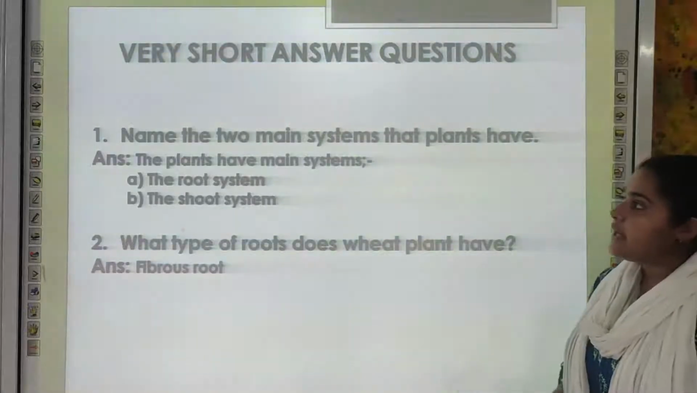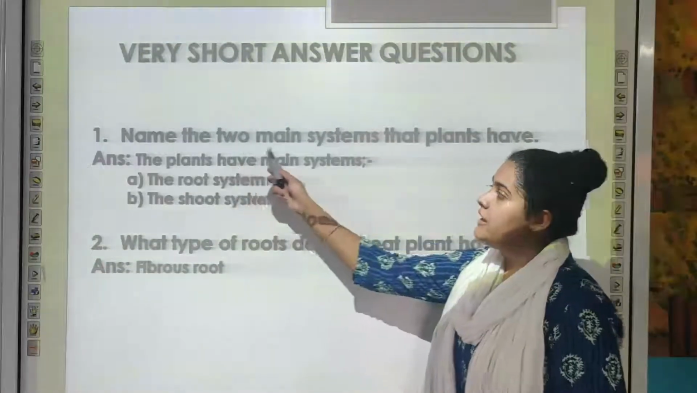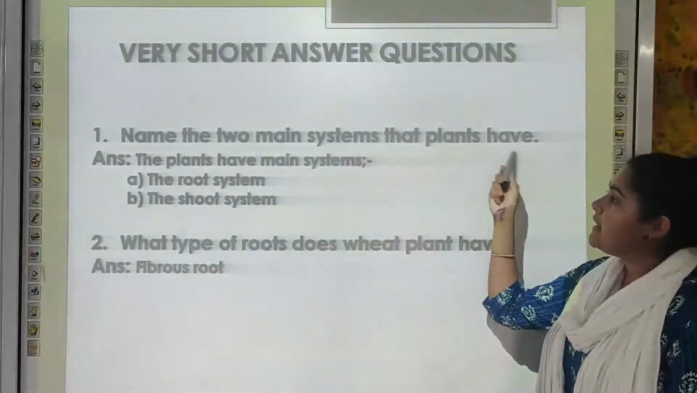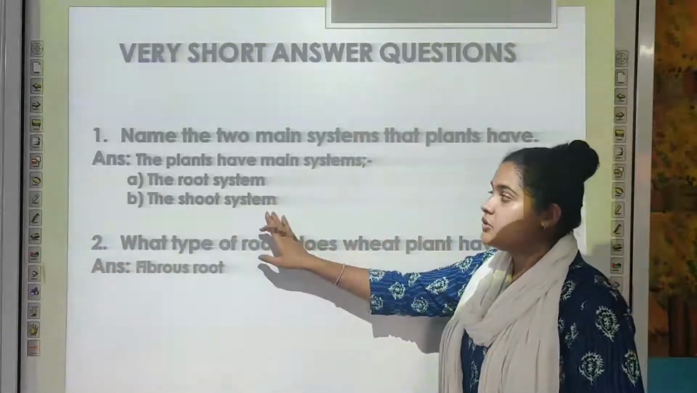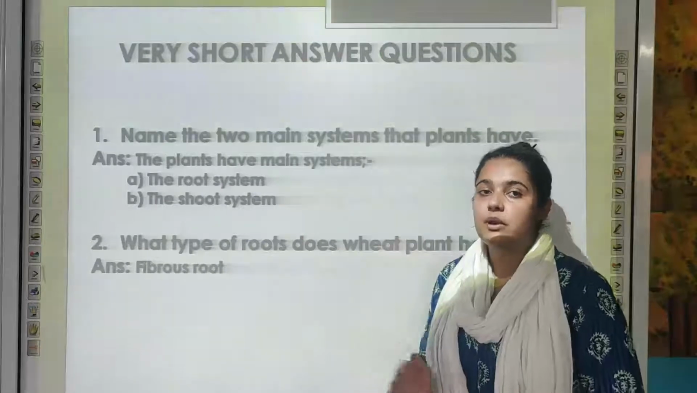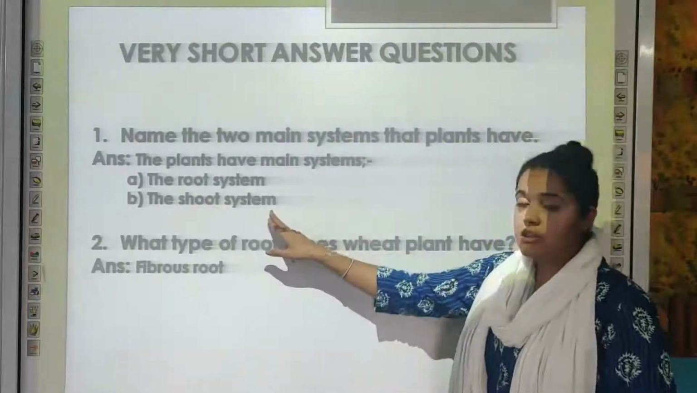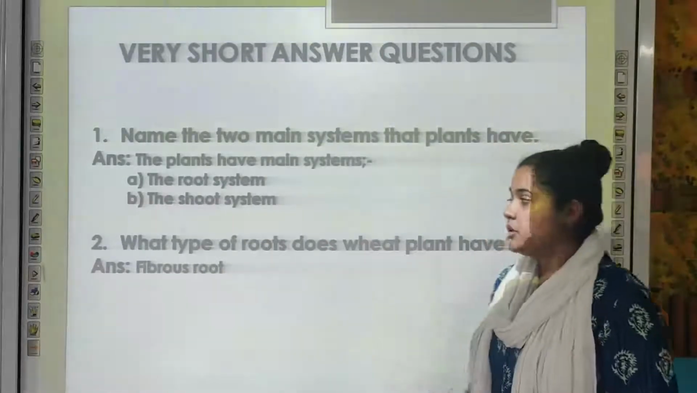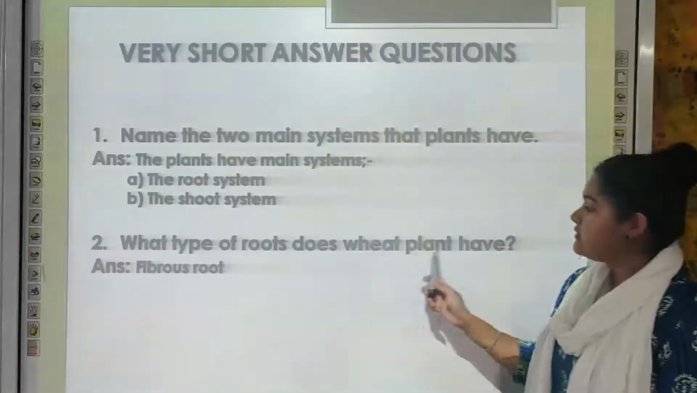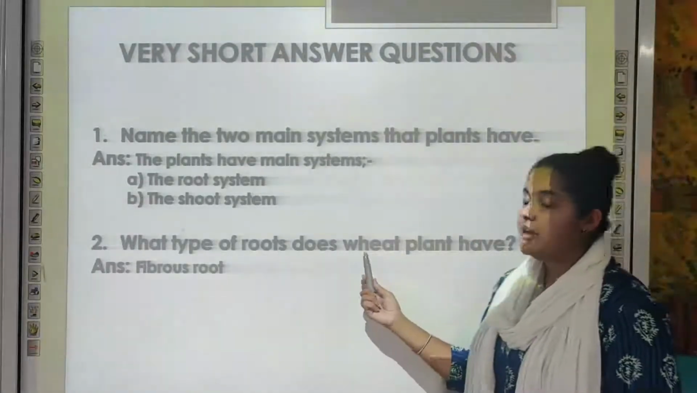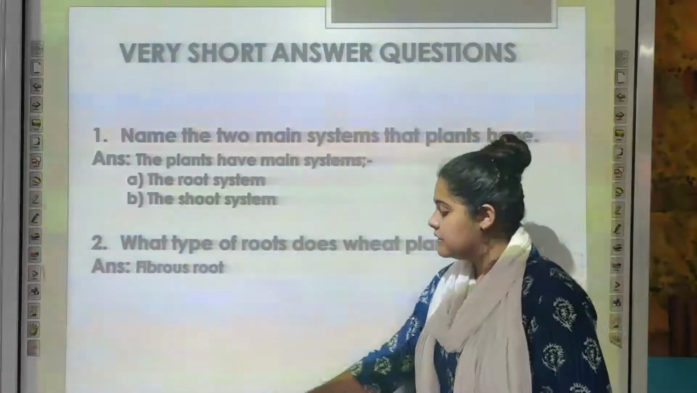Next is very short answer question. First of all, name two main systems that plants have. So there are two main systems, that is the root system and the shoot system. The root system which is found below the surface of the earth, and the shoot system which is found above the surface of the earth. Next is what type of roots does wheat plant have? So wheat plants are having the fibrous root system.